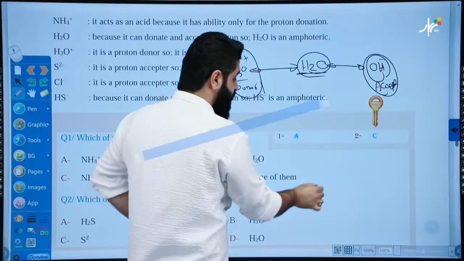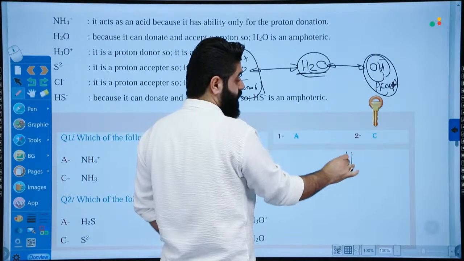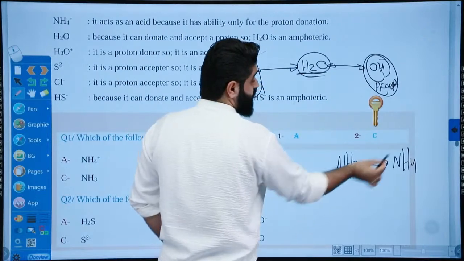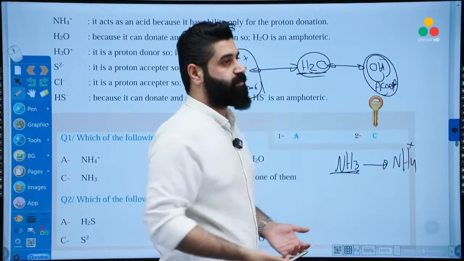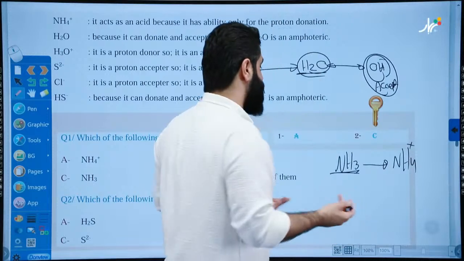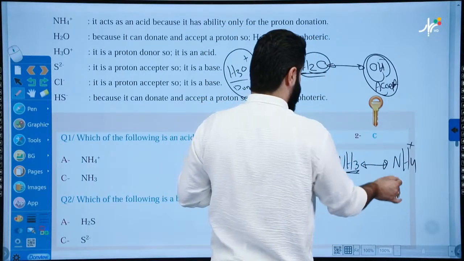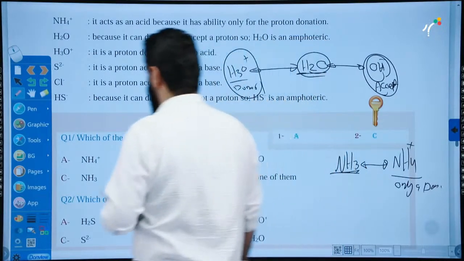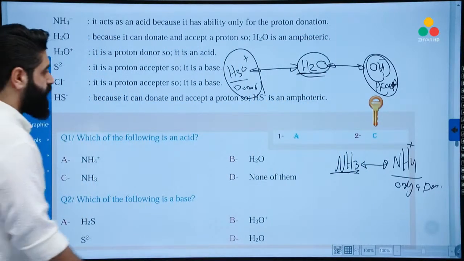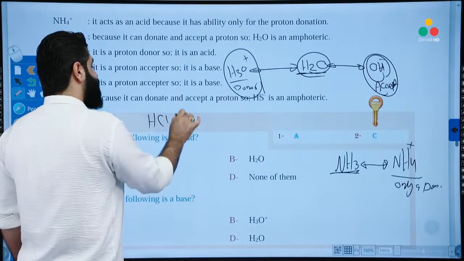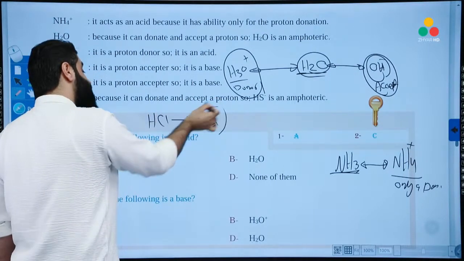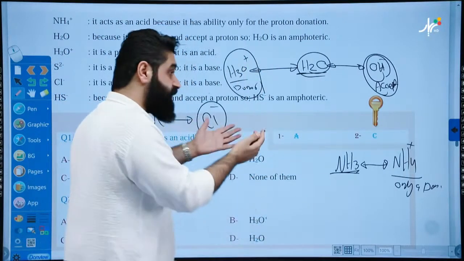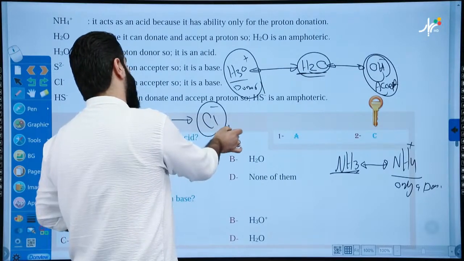It's both. Another one. Think about NH3. NH3, it will become NH4. Good. So this is acceptor. But NH4, it cannot accept further proton to form NH5. So the only option is reforming the original substance. So this is only a donor. Only donor. Good? Another one. HCl, after donating its proton to form Cl negative. Cl, it doesn't have any proton to donate further. So the only option for this is acceptor. This is acceptor.